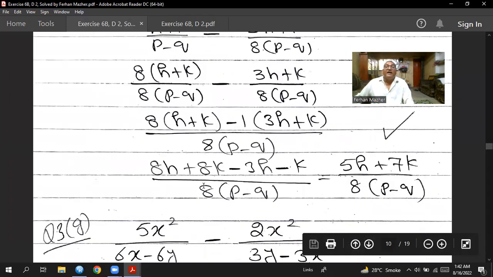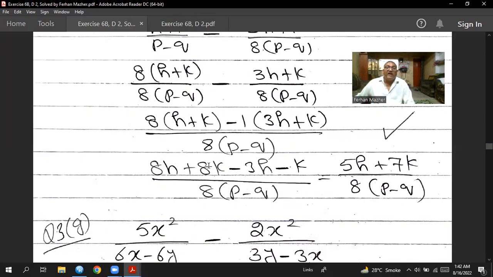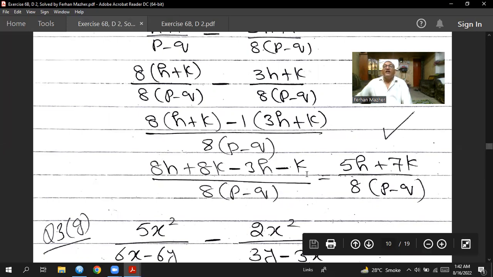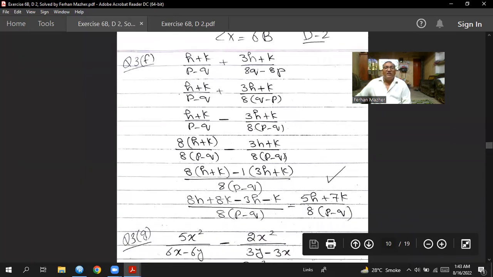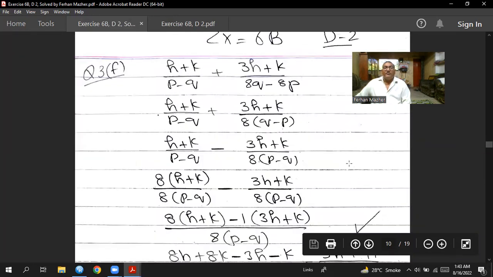The denominator is 8 bracket p minus q. The numerator is 8 multiplied with h, 8h plus 8k, and this negative will change the signs, so it will be minus 3h minus k, divided by 8 bracket p minus q bracket close. So here you will have 8h minus 3h, that will be 5h, 8k minus k, that will be plus 7k, divided by 8 bracket p minus q. So this is how you will do this question. The whole question is coming up on your screen.